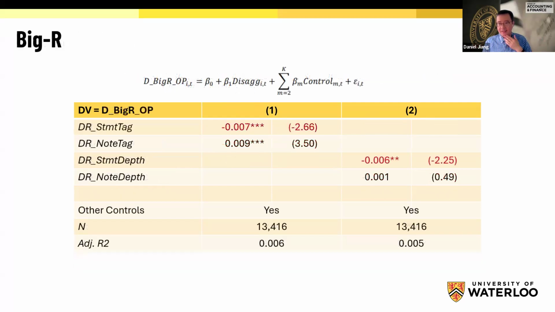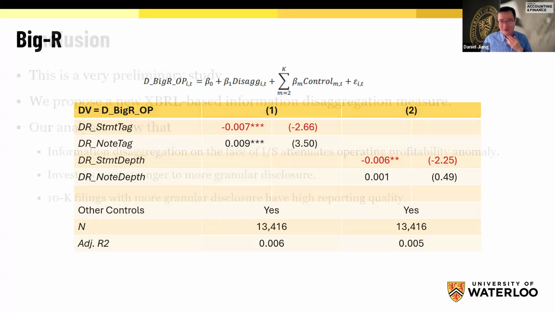And the last table I want to show is we also find that firms reporting more granular information on their 10K filings are less likely to issue a material restatement about their operating profitability in the future. Once again, it suggests that the information disaggregation reflects a better reporting quality. Yeah, this is the last table I want to show.